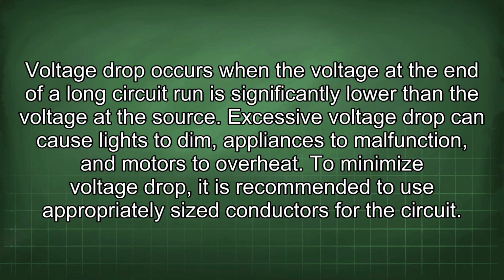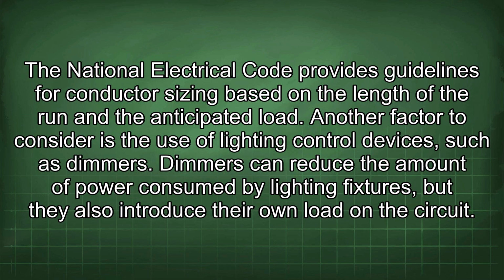In addition to the 80% rule, it is also essential to consider voltage drop. Voltage drop occurs when the voltage at the end of a long circuit run is significantly lower than the voltage at the source. Excessive voltage drop can cause lights to dim, appliances to malfunction, and motors to overheat. To minimize voltage drop, it is recommended to use appropriately sized conductors for the circuit. The National Electrical Code provides guidelines for conductor sizing based on the length of the run and the anticipated load.